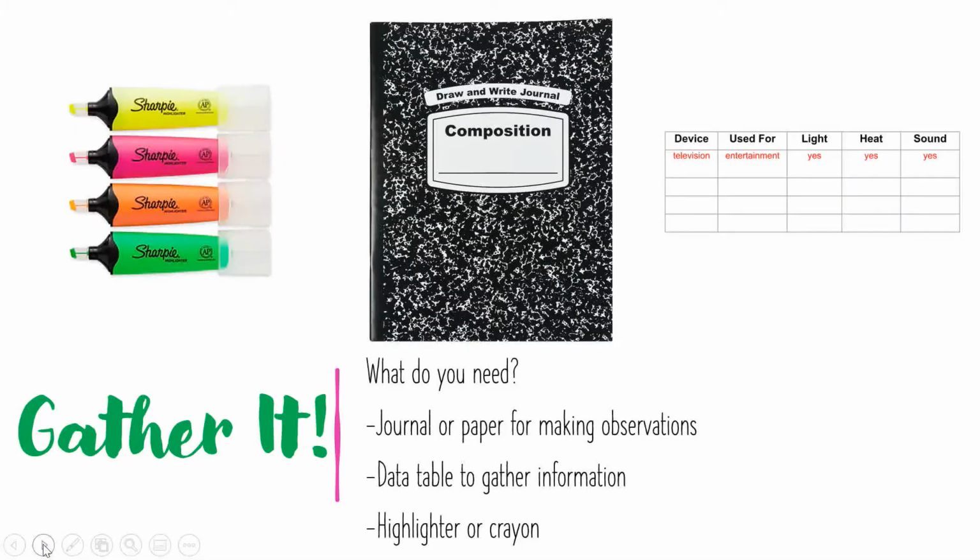So, these are the materials that you will need for this activity. You will need your journal or your paper to make your observations. You are going to draw this data table in your journal or on your sheet of paper. And I'm going to show you this data table blown up in another slide. And then you'll need a highlighter or crayon to trace our circuits that you will be drawing.